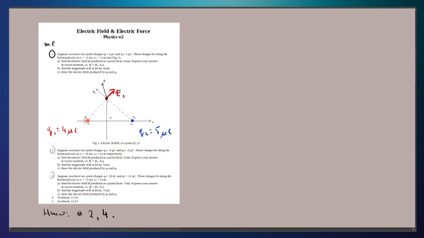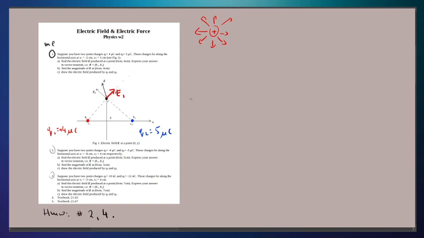due to Q1. Now note that Q1 is positive, right? This is a positive charge. If it's a positive charge, electric field always points away from the positive. So let me put this up here. We have a positive charge, electric field always points away from the positive charge. And so if this is plus, then at this point, electric field points in this direction.